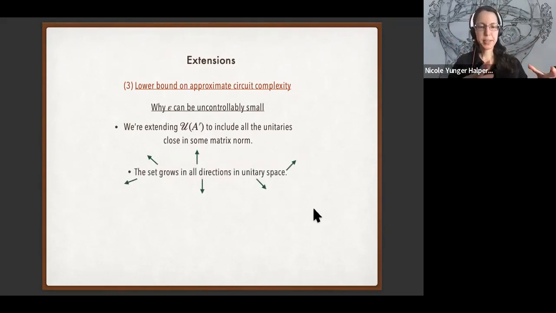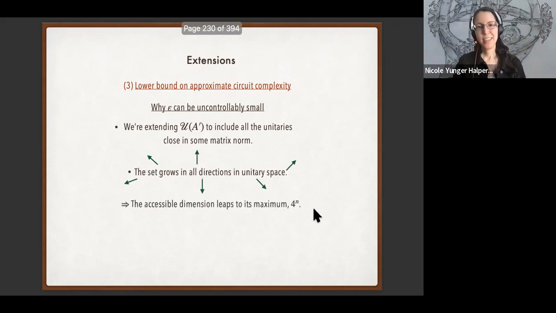And so we're taking this set of unitaries U prime and growing it in all directions in the space of unitaries. And if we grow this set in all directions, then we increase its accessible dimension to its maximum possible value. And so that really important inequality that I presented in the proof is generally not satisfied.